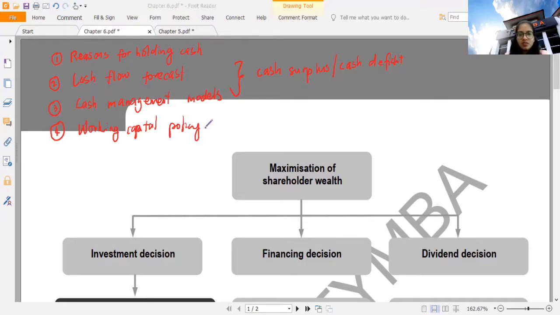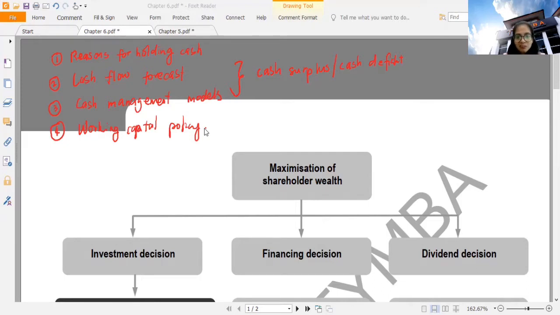So now the first objective: why would a company be required to hold cash as part of their day-to-day operations? There are three main reasons why you want to hold cash. The reasons are: number one, for transaction purposes; number two, for precautionary motives; and number three, for speculative motive. So number one, transaction; number two, precaution; number three, speculative. What does all this mean?